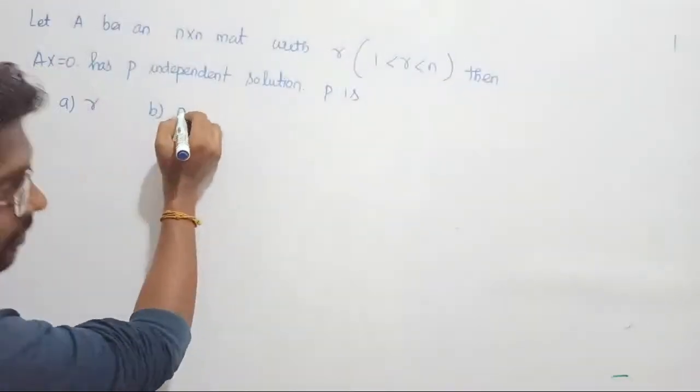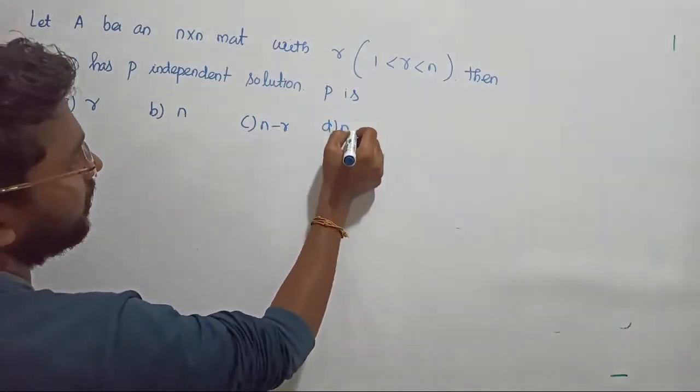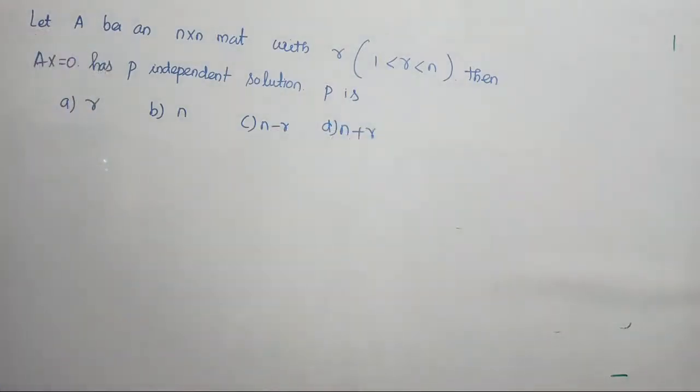Just write down the answer, you know the answer, right? Option A they said R, option B they said n, I think, yeah. Option C they said n minus R, option D they said n plus R. Can you please tell me the answer? The correct answer is what?